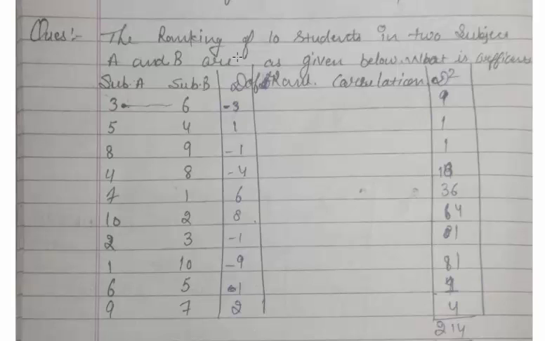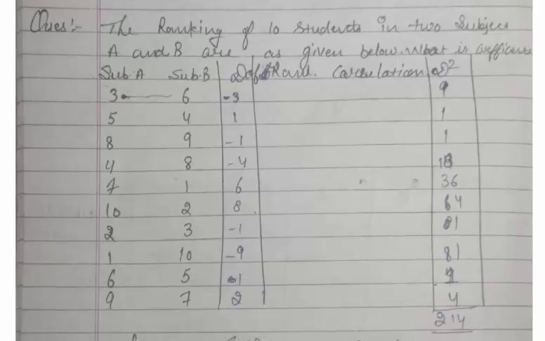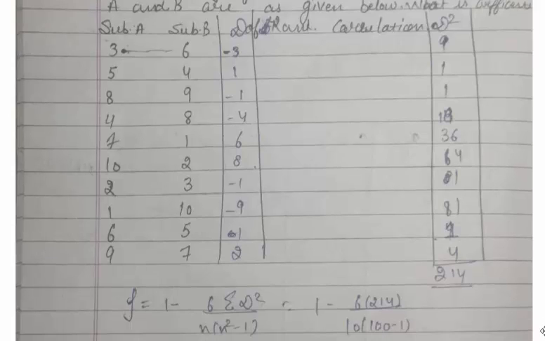So after finding D, next we find D square. As we know, D square is obtained by squaring each term of D. Minus 3 square is 9, 1 square is 1, minus 1 square is 1, minus 4 square is 16, 6 square is 36, 8 square is 64, minus 1 square is 1, minus 9 square is 81, 1 square is 1 and 2 square is 4. Then if we find the summation of all the terms of D square, this is equal to 240.